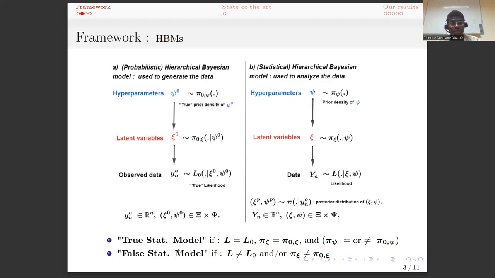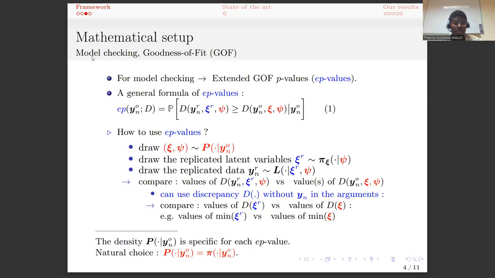We will use the term false statistical model if the likelihoods are different and/or the prior densities of the latent variables are different. As for any statistical modeling approach, we need to check the model to achieve greater confidence in the estimation and prediction of the statistical model. As a tool to check the model, we consider the extended goodness-of-fit p-value, which we will simply call extended p-value, EP-value.